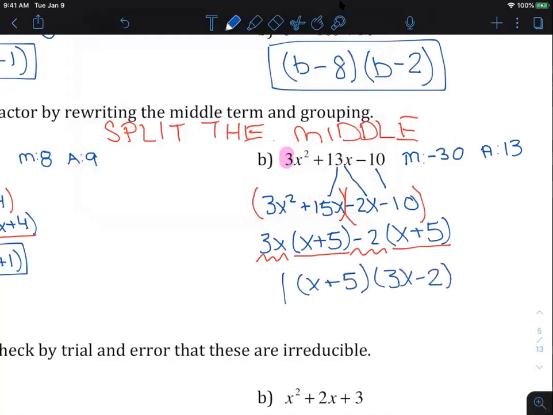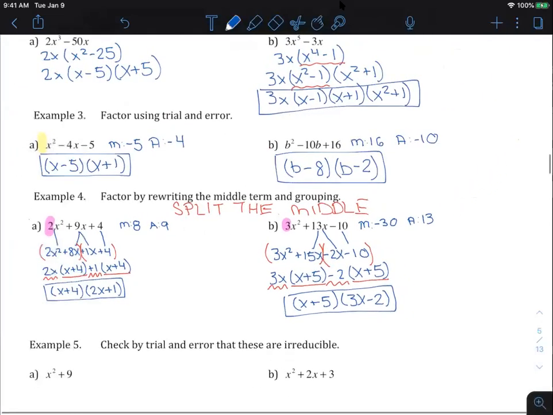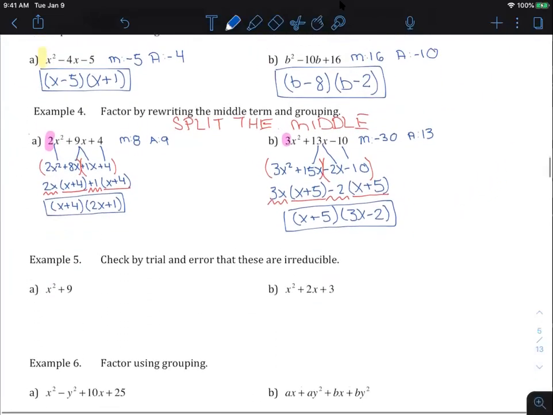Does not matter the order that you write them. If you did the 3x minus 2 first, that's fine, but obviously the signs and things like that in the parentheses need to be the same.